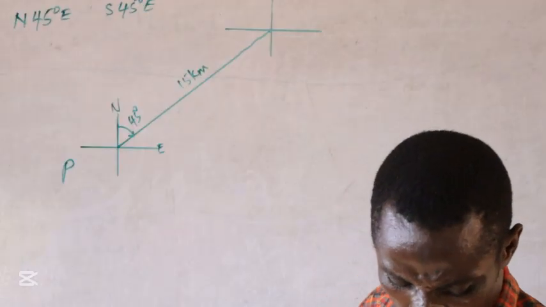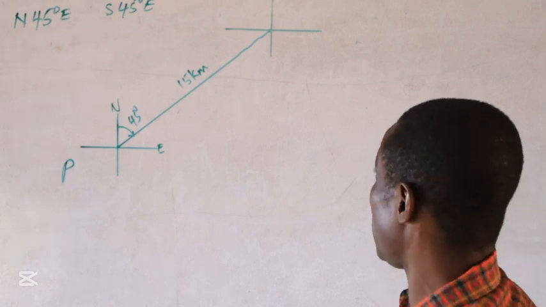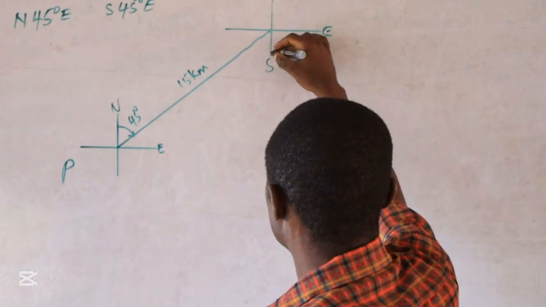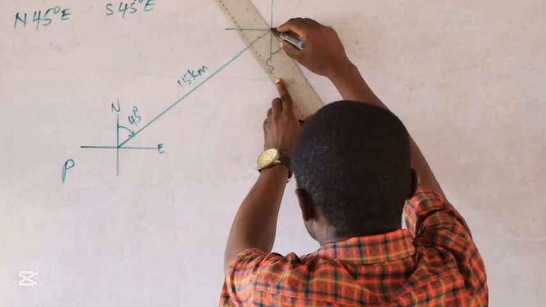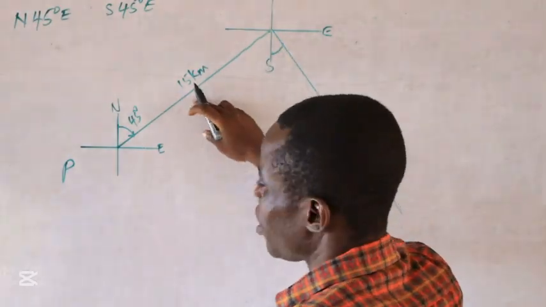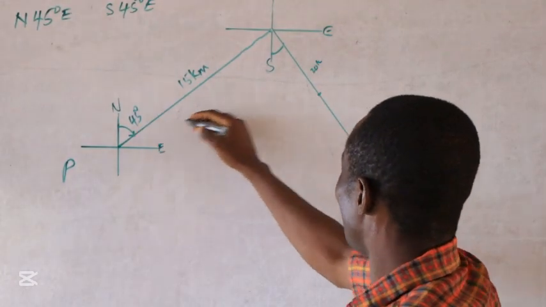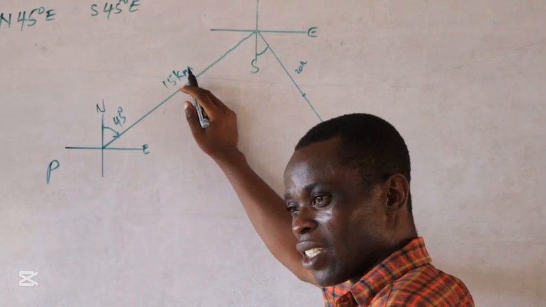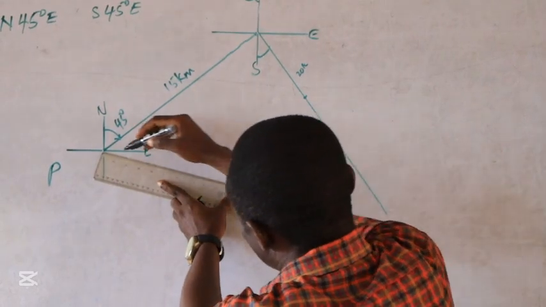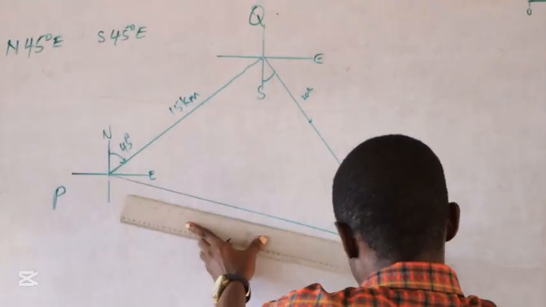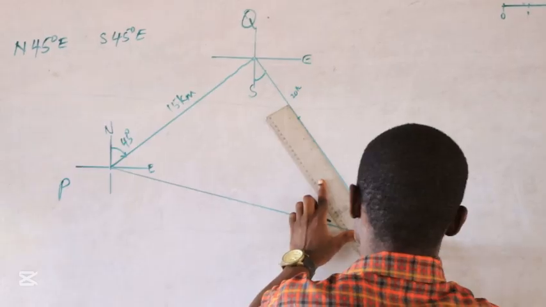Then on getting to Q, it is just one ship that is moving. It then sails on the bearing of south 45 east, a distance of 20 kilometers. We assume that 20 is more than 15. I cannot just stop here and join the points together when this one is 15. This is where we join the two points together, because that length also determines the kind of diagram you are going to have.